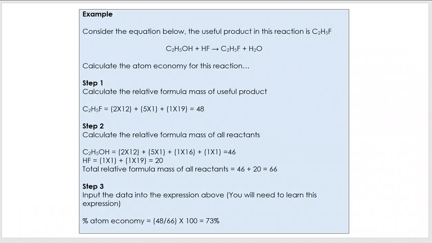We have a worked example here where I am making C2H5F, chloroethane, and I want to know what percentage atom economy there is. Its Mr is 48 and the total Mr of all of the reactants is 66. So my atom economy is 48 over 66 multiplied by 100, 73%.